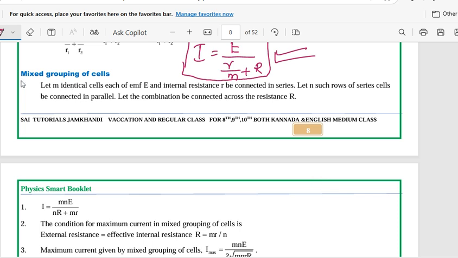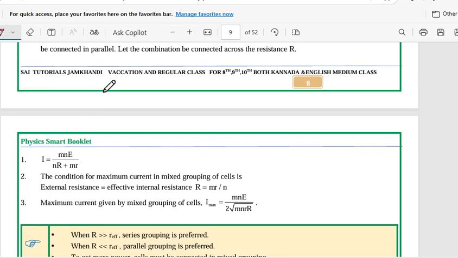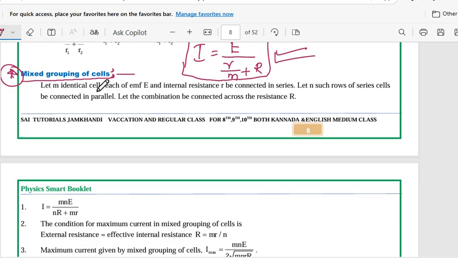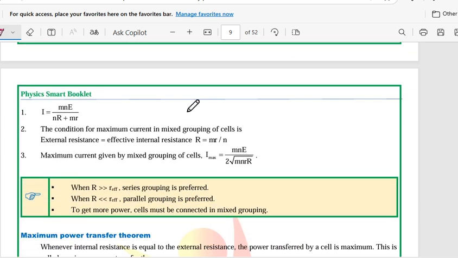Now let us learn about the mixed grouping of cells. If you consider a mixed grouping, whether it may be in the series combination or in the parallel combination, it will be a mixed combination. So let M be the identical cells, each of EMF E. Let me draw a diagram for a mixed grouping of cells.